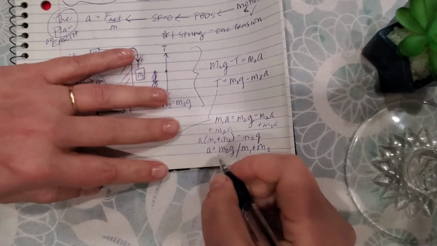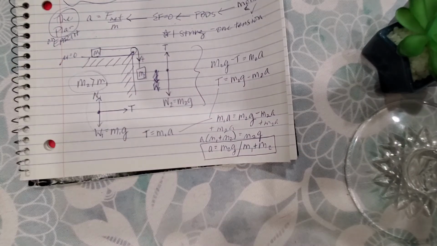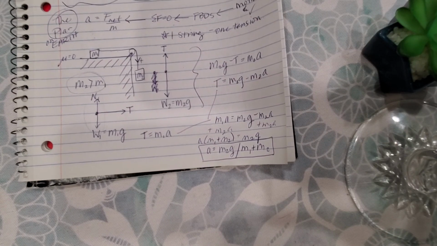All right, I ended up with M2G over M1 plus M2. That's the derived acceleration of this modified Atwood system as they've given it to us.